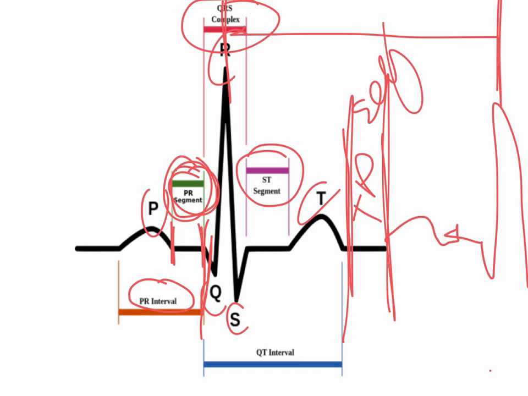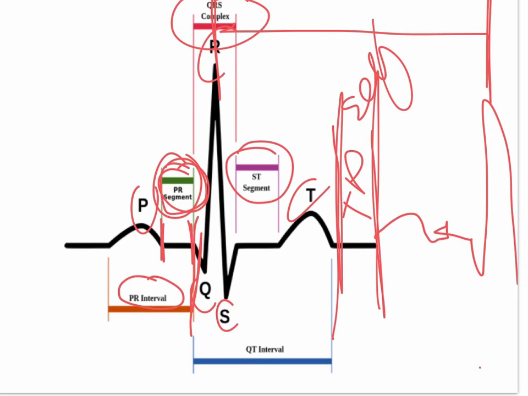There's one more spot on here that you should be aware of, and it's not mentioned in the introductory section of Dubin's or anything, but this is called the J point, and this is basically where the QRS complex ends. And the J point is really good in evaluating different things like myocardial infarction and stuff.